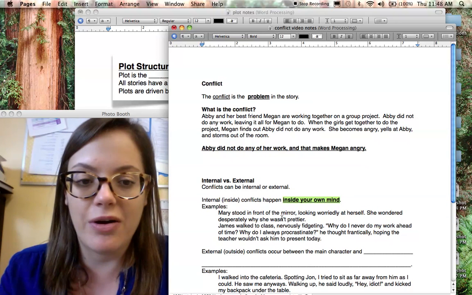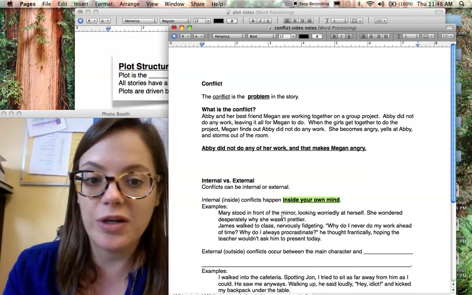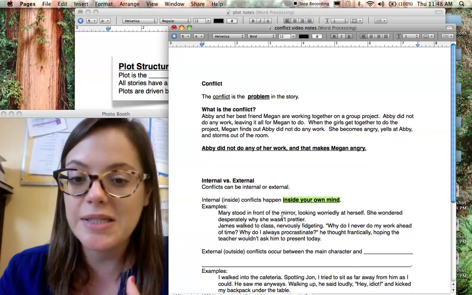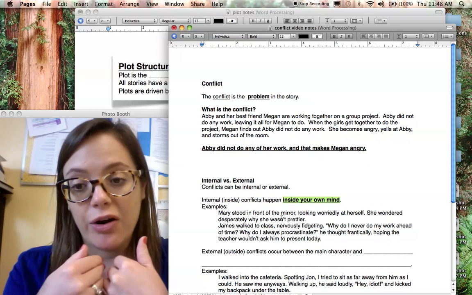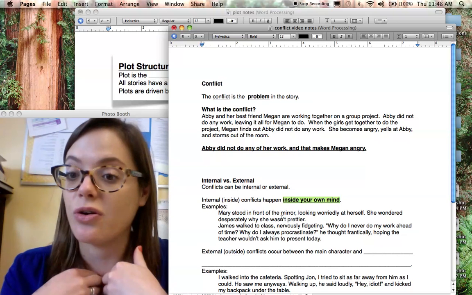Mary stood in front of the mirror, looking worriedly at herself. She wondered desperately why she wasn't prettier. This is an issue with Mary's self-esteem and her feeling sad. So those are internal conflicts.